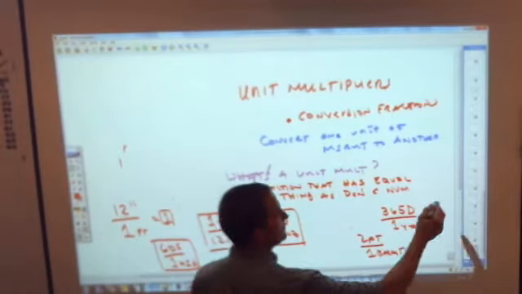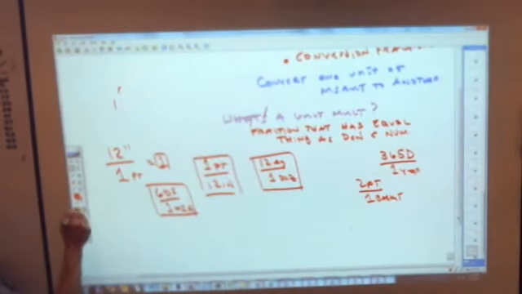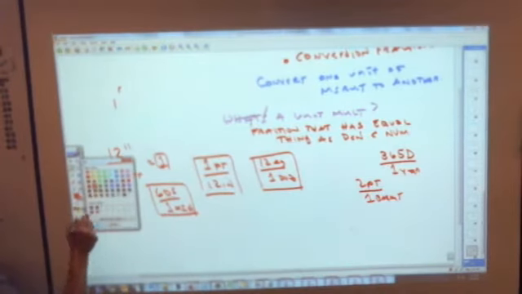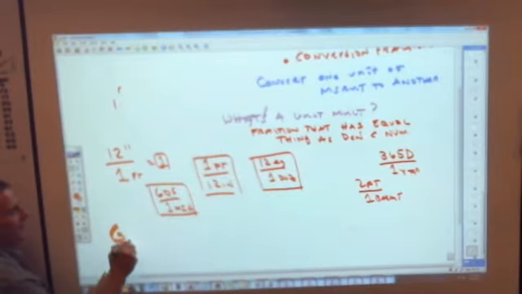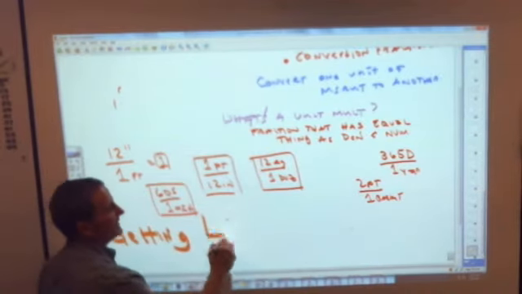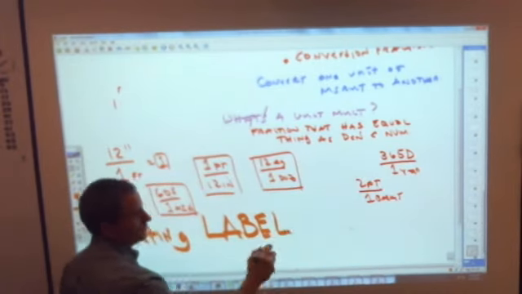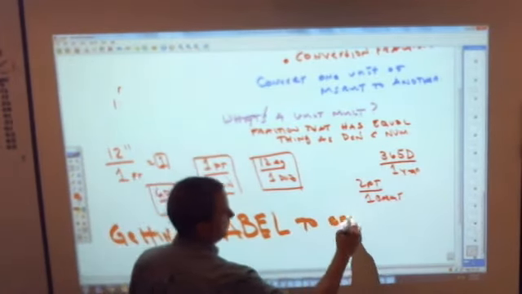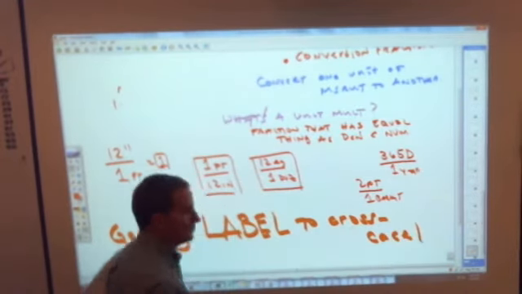Now you're wondering, how in the world does that help me? Well, let me have you jot down this, and I will say this a zillion times. The basic fundamental thing in unit multipliers, the most important thing in unit multipliers, and here is the big heavy hitter, you are getting labels to cross cancel. You are getting labels to cross cancel.